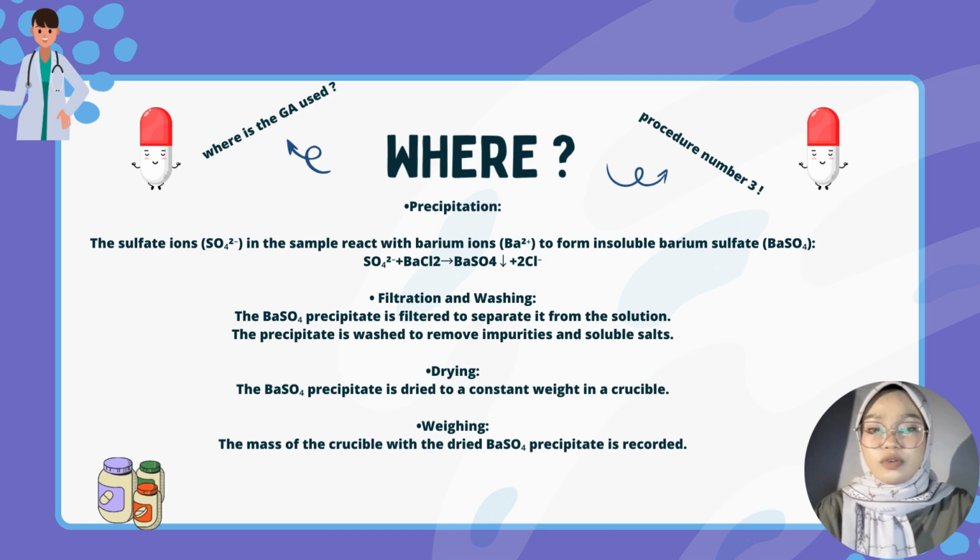The BaSO4 precipitate is filtered to separate it from the solution. The precipitate is washed to remove impurities and soluble salts. For drying, the BaSO4 precipitate is dried to a constant weight in a crucible. And lastly, weighing: the mass of the crucible with the dried BaSO4 precipitate is recorded. So this is the proof of where the gravimetric analysis was used in this experiment.